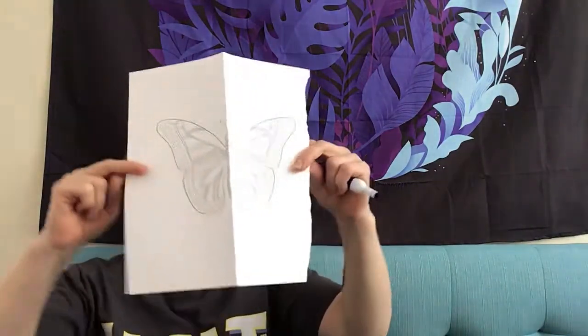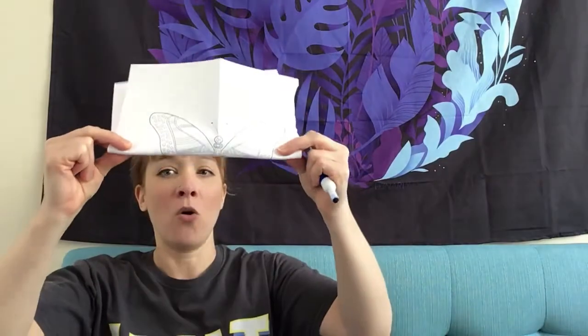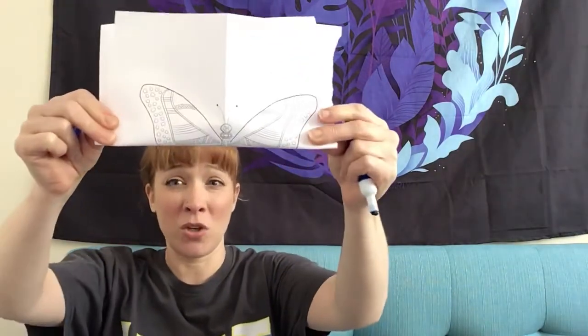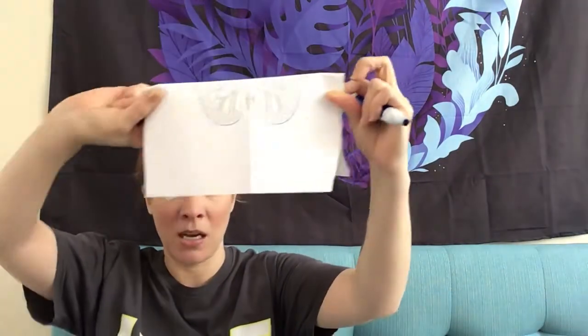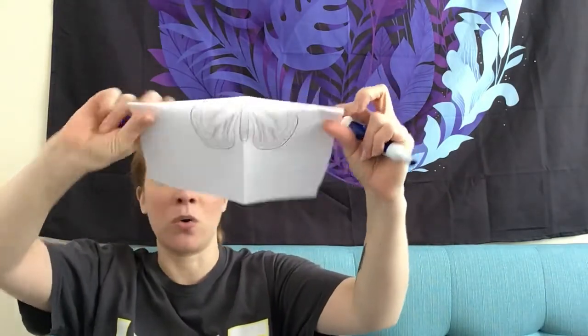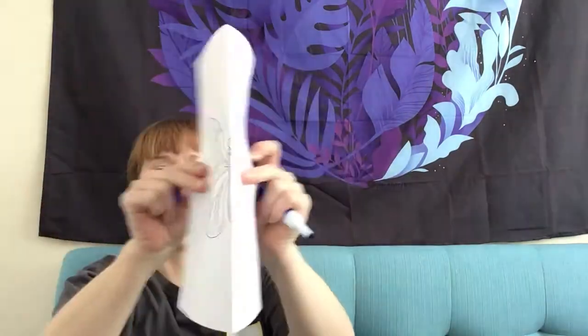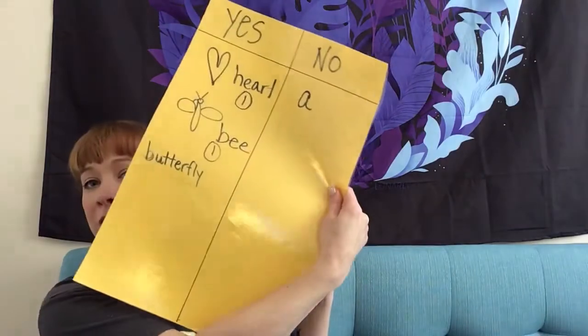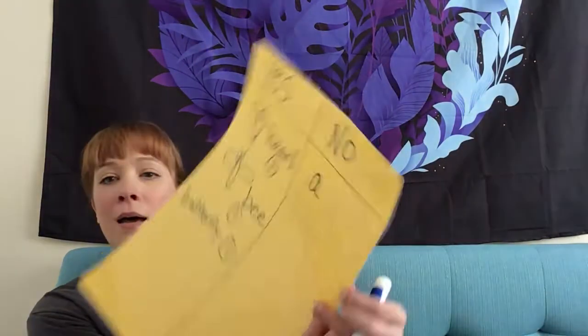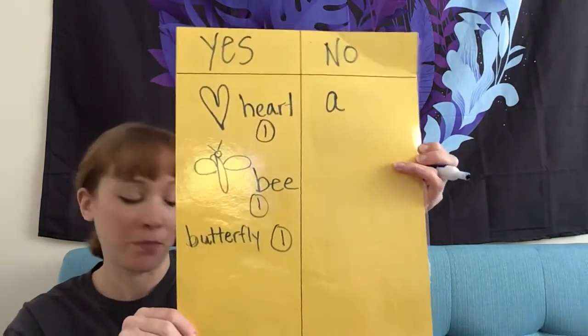What about if we folded it horizontally? Will it look the same on the top and on the bottom? No, right? So our butterfly only has one line of symmetry. Okay, so I'll put butterfly over here. Butterfly, yes, it has one line of symmetry.